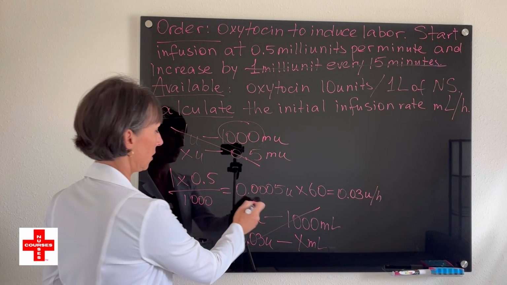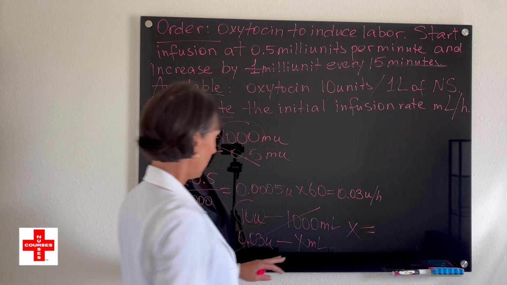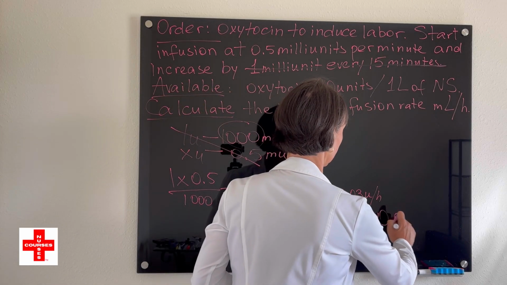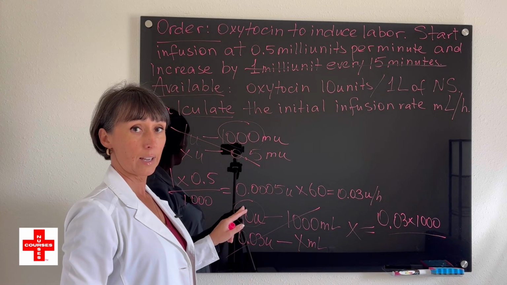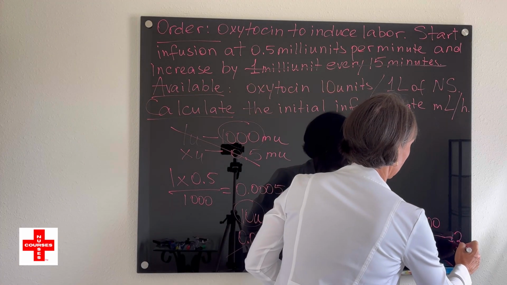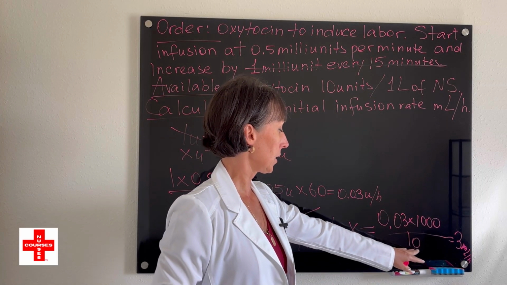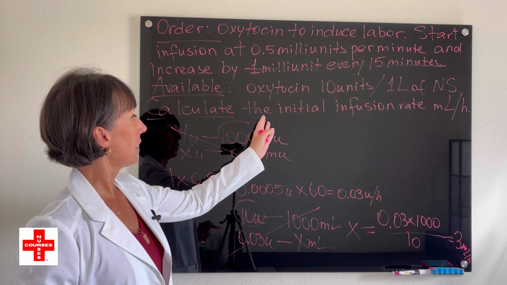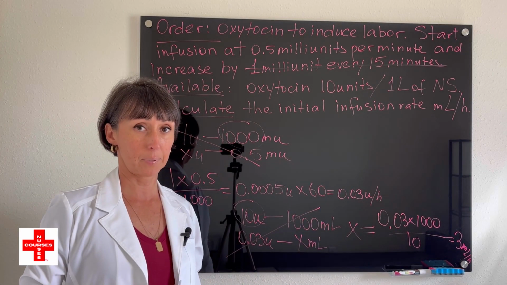Multiply on diagonal, divide by the third number. X equals 0.03 times 1,000. And all of that divided by 10. 0.03 times 1,000 divided by 10 is 3 milliliters per hour. This is the initial infusion rate that I will set on the pump.